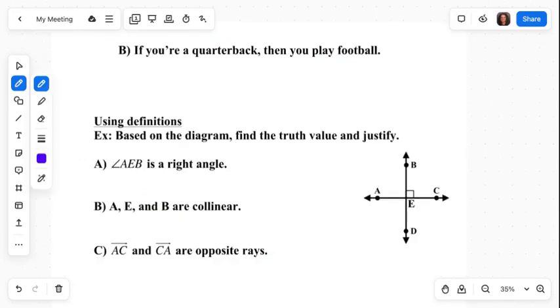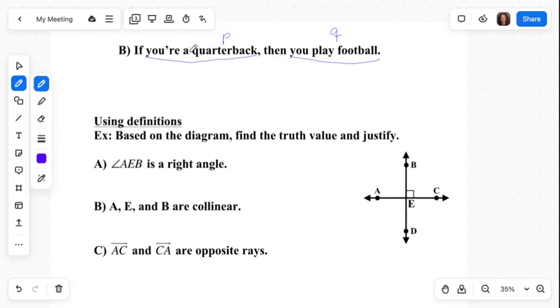All right, let's take a look at this next example. It says, if you're a quarterback, then you play football. So we're going to try to write this as a biconditional statement. If you're a quarterback, that would be your hypothesis. Then you play football, that's our conclusion.